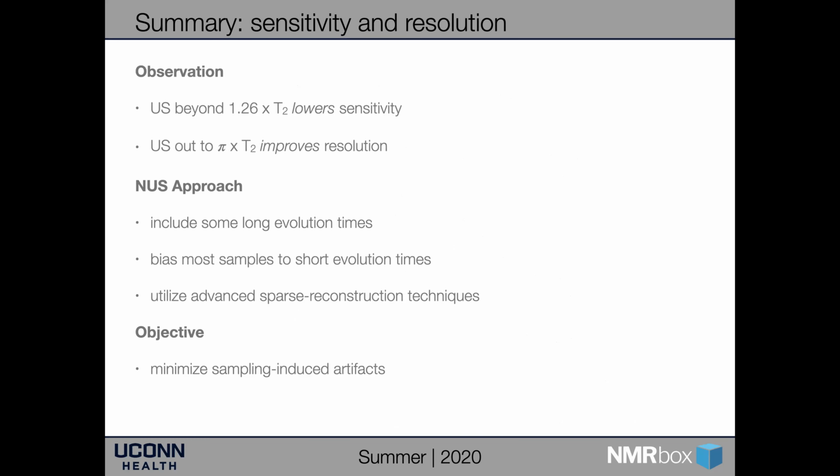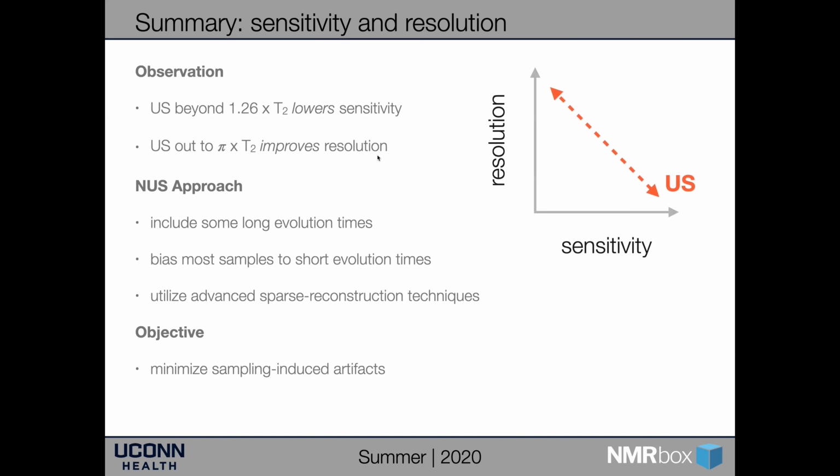So if we take those two observations that we've just seen, if we're using uniformly sampled data and processing, anything beyond 1.26 times T2 is going to lower our sensitivity, but we need to go all the way out to pi times T2 to improve our resolution. So these two observations give us this forced trade-off between sensitivity and resolution when we're using uniform sampling.